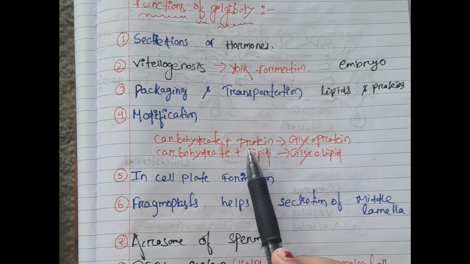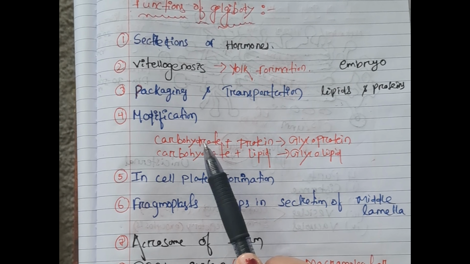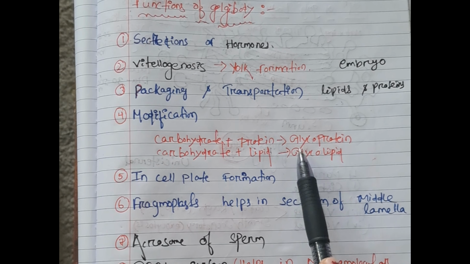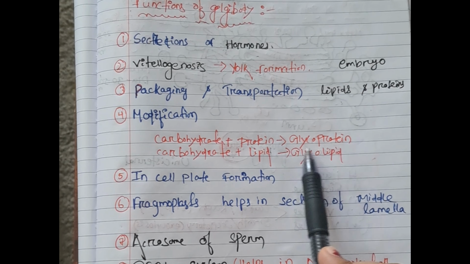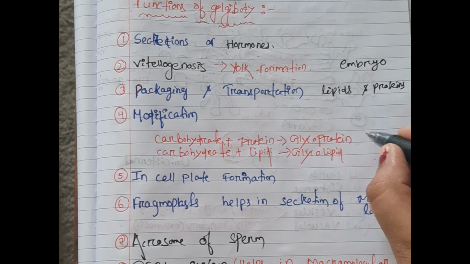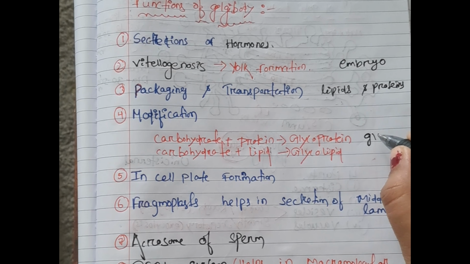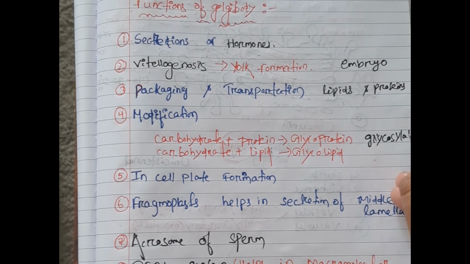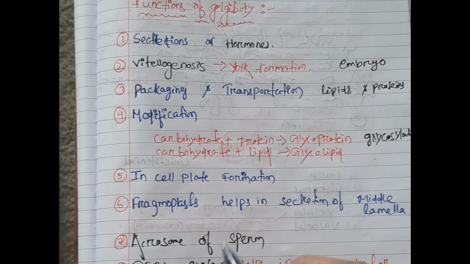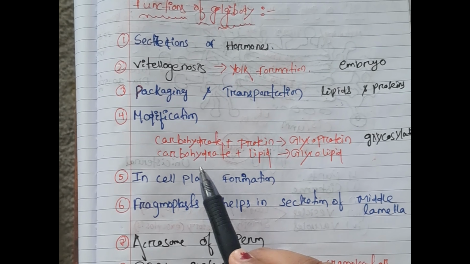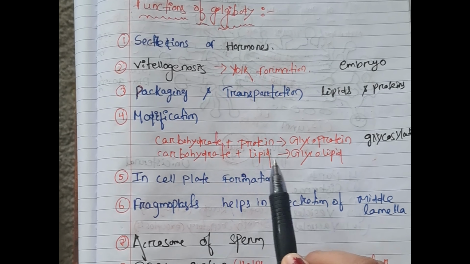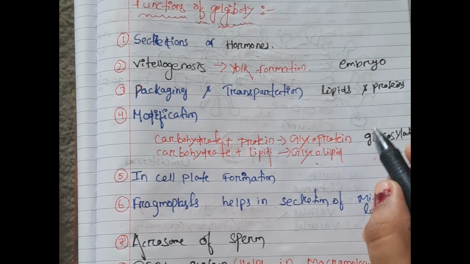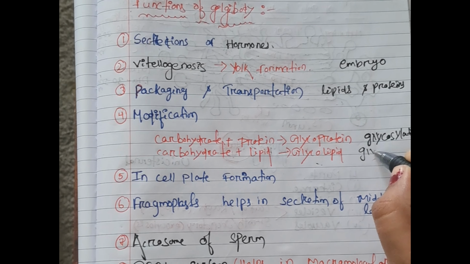If protein molecule is attached to the carbohydrate molecules, then the complex which is formed, we can say it as glycoprotein, and that process is known as glycosylation. And when the lipid molecule is attached to the carbohydrate molecule, then that complex is called glycolipid, and that process is known as glycosidation.